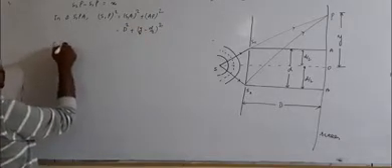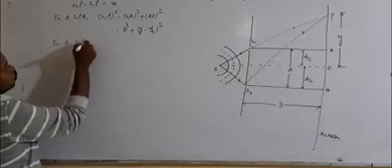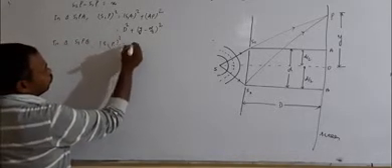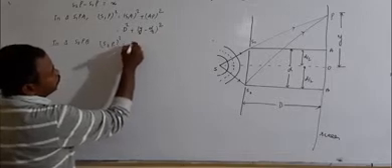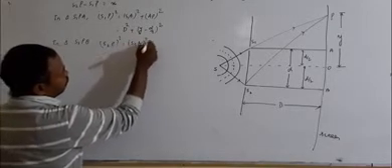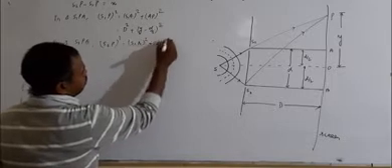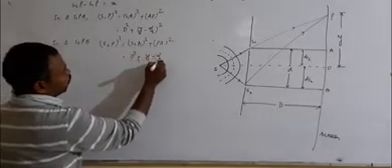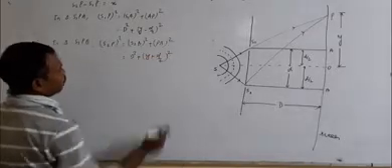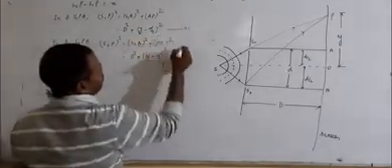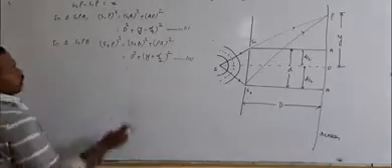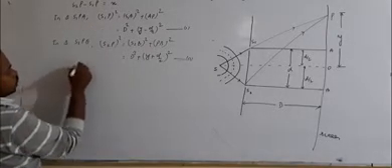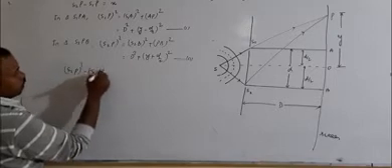Similarly, in triangle S2PB, S2P square is equal to S2B square plus PB square, which is equal to D square plus y plus d by 2 whole square. Suppose I am taking this as equation 1, equation 2. Subtract equation 1 from equation 2, meaning S2P square minus S1P square.